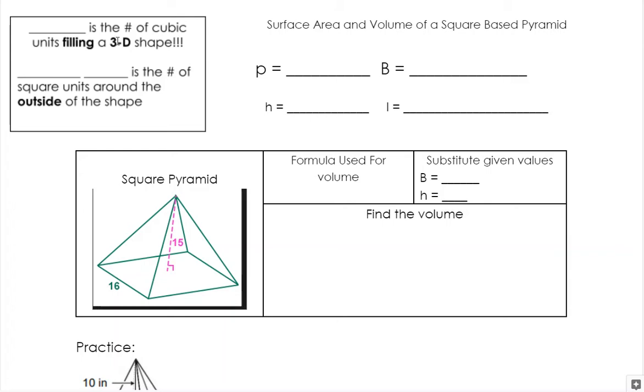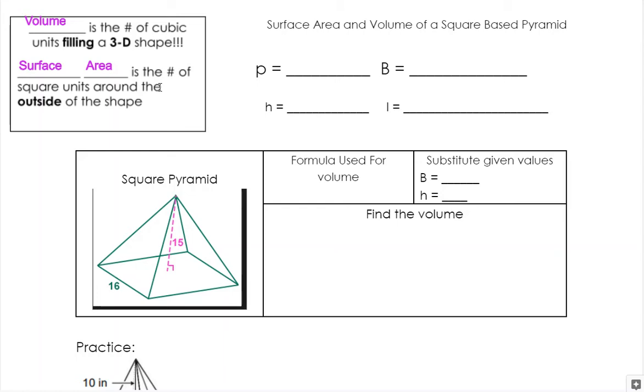Okay, so the first thing we're going to do is fill in this little box, just as a quick reminder. It says blank is the number of cubic units filling a 3D shape. Well, that would be volume. Volume is cubic units. Surface area is the number of square units around the outside of the shape. So that would be like wrapping something in wrapping paper, right? Or figuring out how much cardboard you need to make a box. Okay? So that's just a quick reminder of volume and surface area.